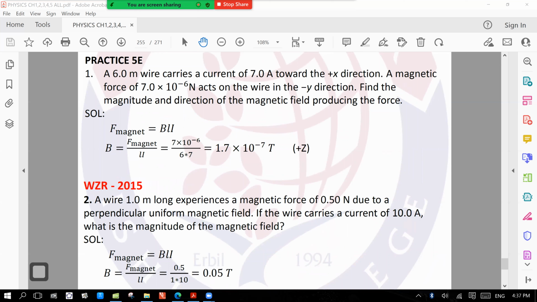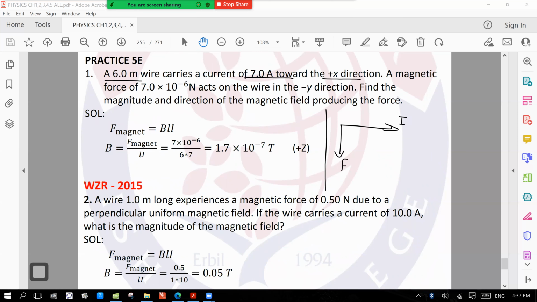Again, it's going to be the same thing, and it's asking for the direction. A 6-meter wire carries a current 7 toward the positive X. So it means it's positive X. That's the direction of the current. And the force is toward the negative Y. That's going to be the direction of the force.